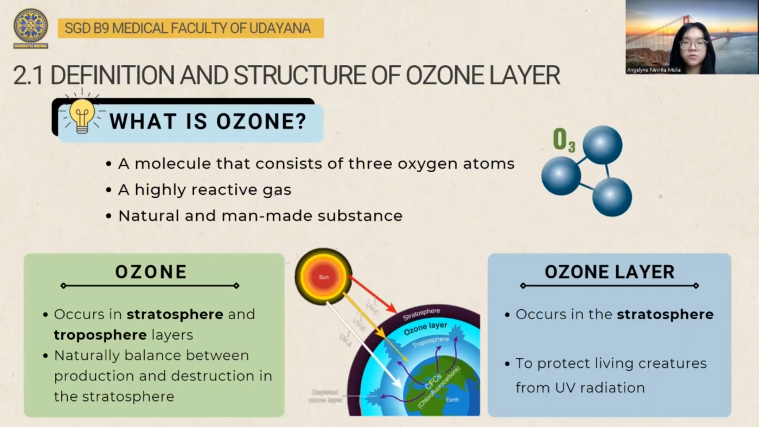In the stratosphere, ozone is naturally balanced between production and destruction. The ozone layer, or most of the atmosphere's ozone, occurs in the stratosphere. It is supposed to protect living creatures from UV radiation. That's all from me. Thank you.